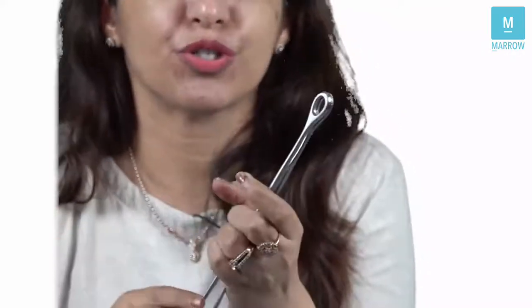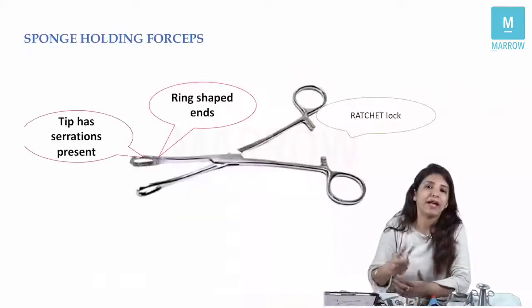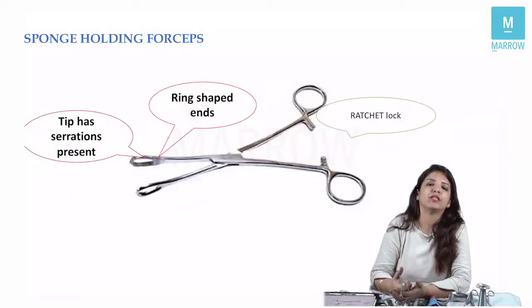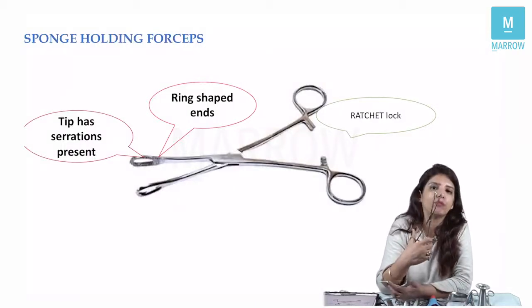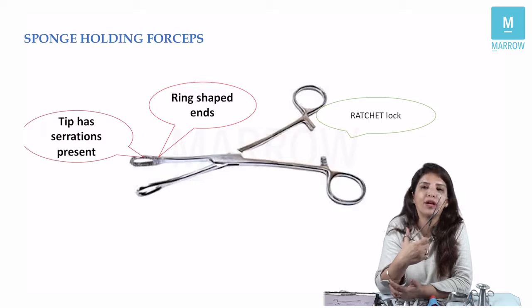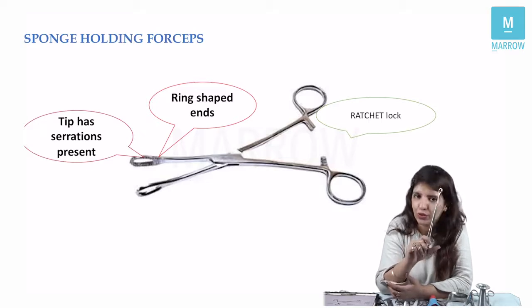What do you use a sponge holding forceps for? You use a sponge holding forceps to pick up the swabs, cotton swab, and paint the part before doing any surgery. Whether it is abdominal surgery or vaginal surgery, before doing any surgery, painting of the part is done with the help of a swab which you pick up with a sponge holding forceps, right?